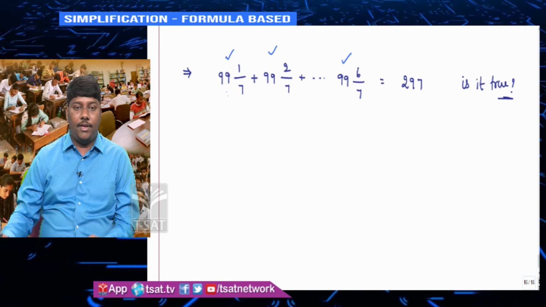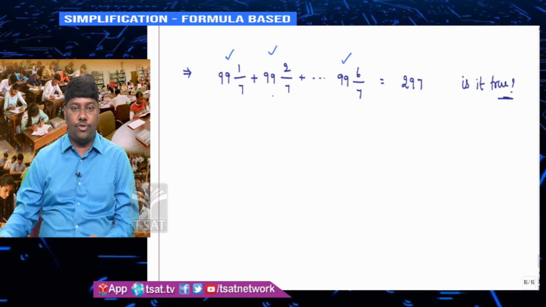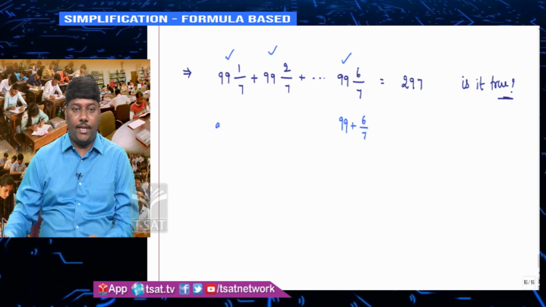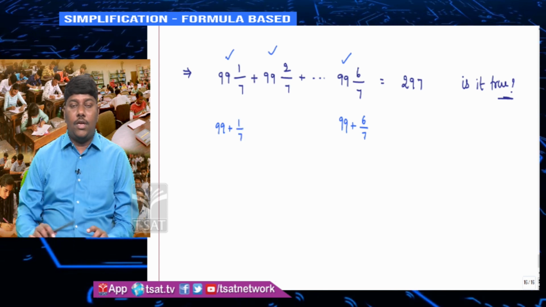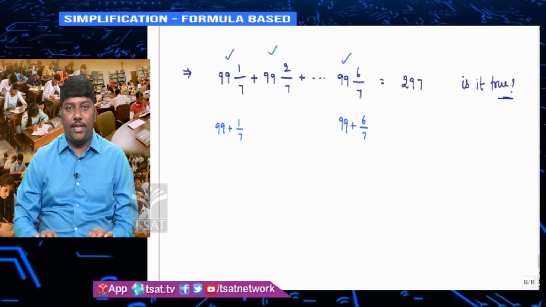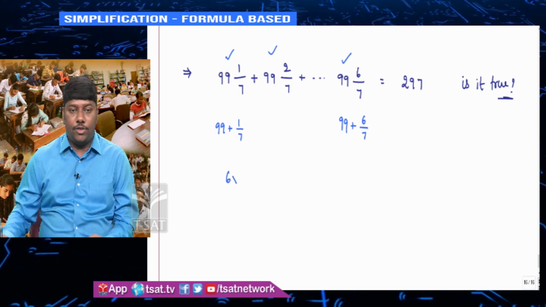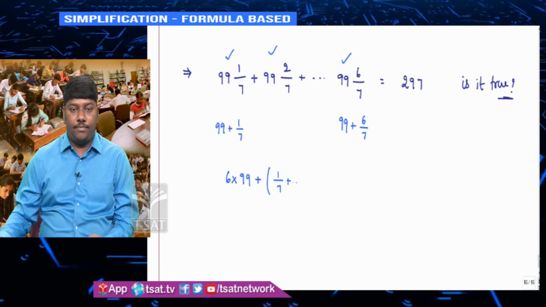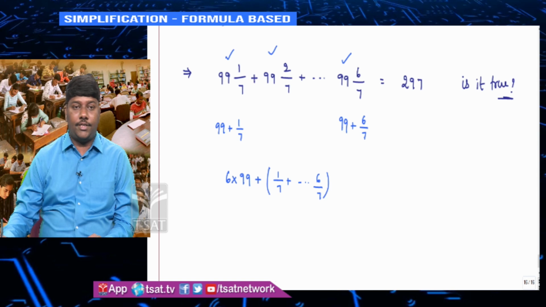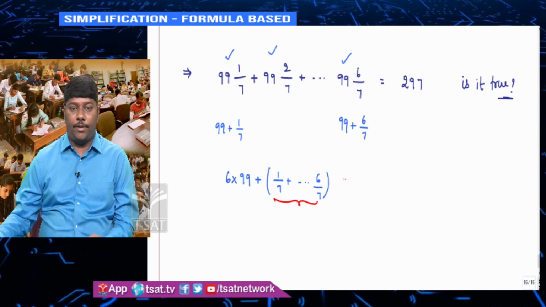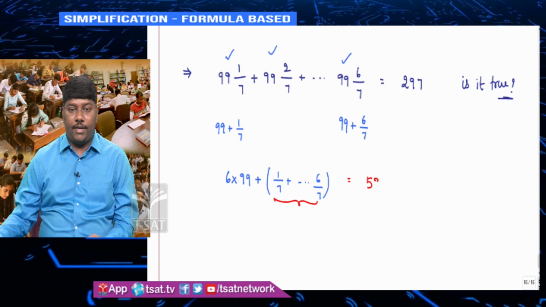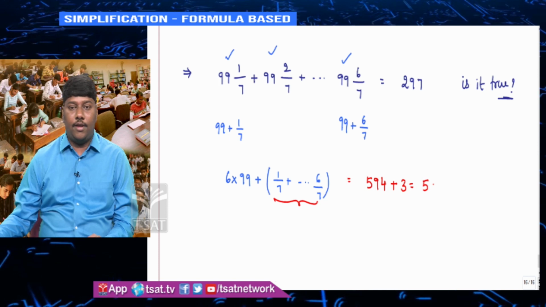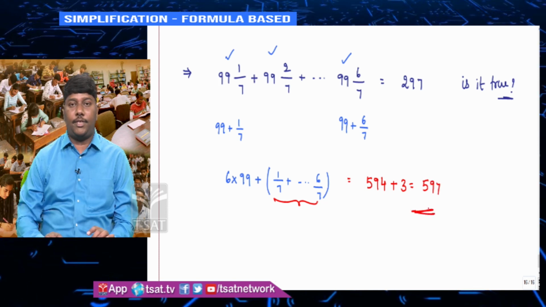So here each term can be written as 99 plus 1 by 7, 99 plus 2 by 7, up to 99 plus 6 by 7. Therefore, if you take out 99, there are 6 99s. Therefore, write down 6 into 99. Then after write 1 by 7 plus 2 by 7 and so on to 6 by 7. We know this fraction sum is 3 because it is 21 by 7. This is 594 plus 3. Answer is 597. This is how you have to simplify it.